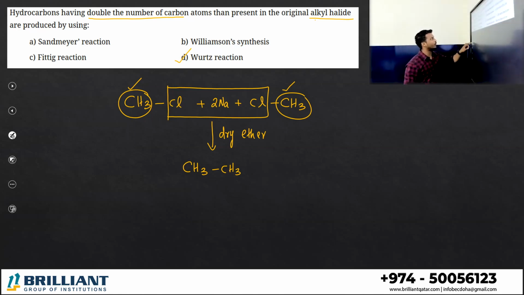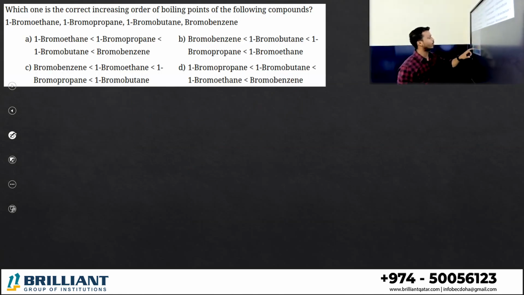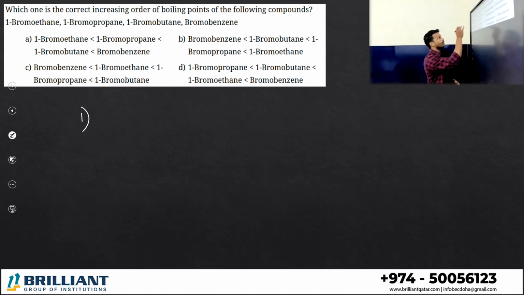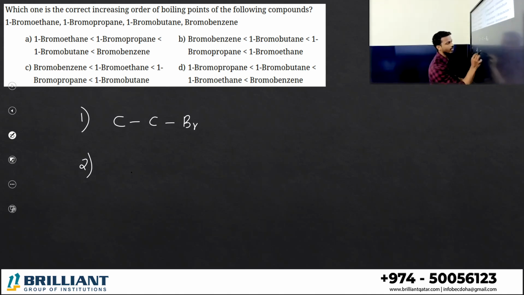Let's go to question number 2. Which one of the following is the correct increasing order of boiling point of the following compounds? What are the compounds given? 1 bromoethane. I'm not writing the detailed structure. Okay, first compound is 1 bromoethane. So there are 2 carbons with a bromine. Second one, 1 bromopropane. So there are 3 carbon atoms with a bromine.